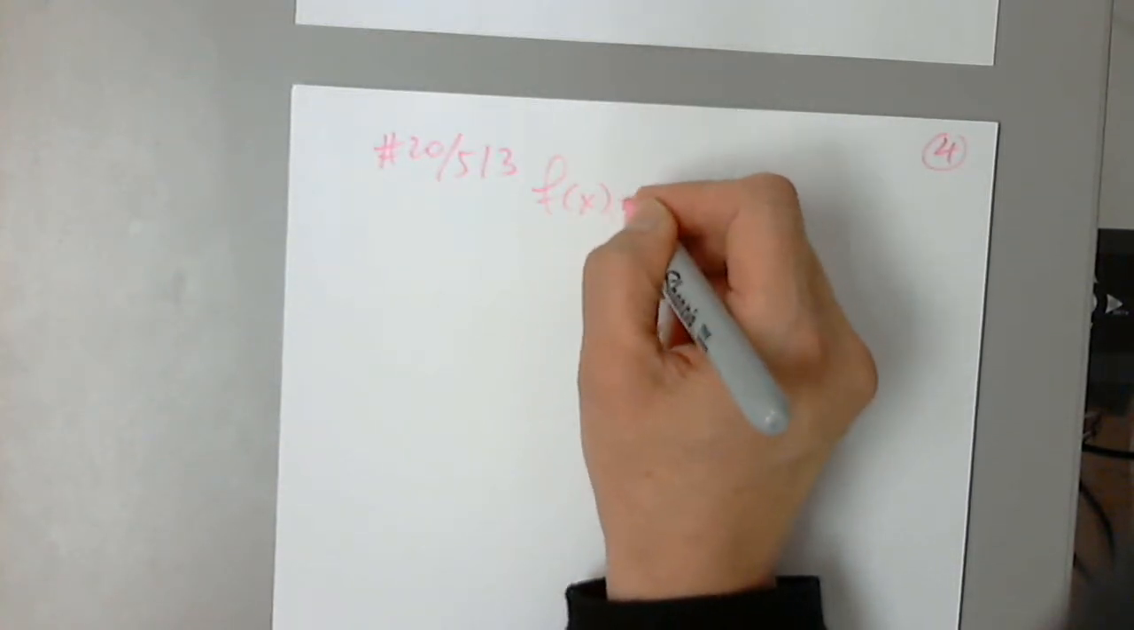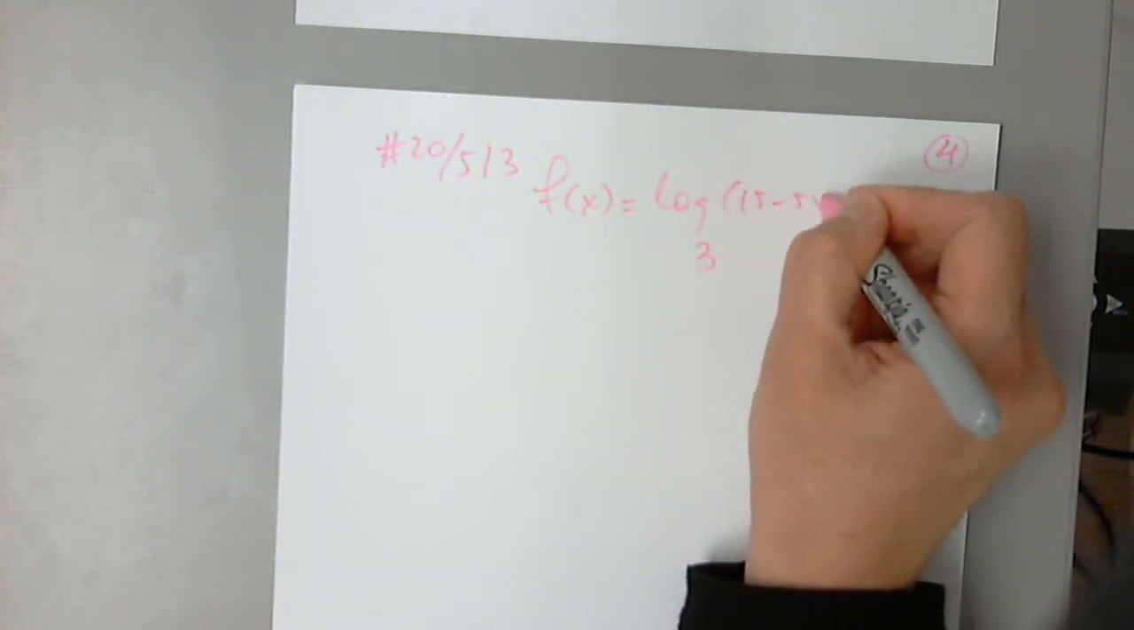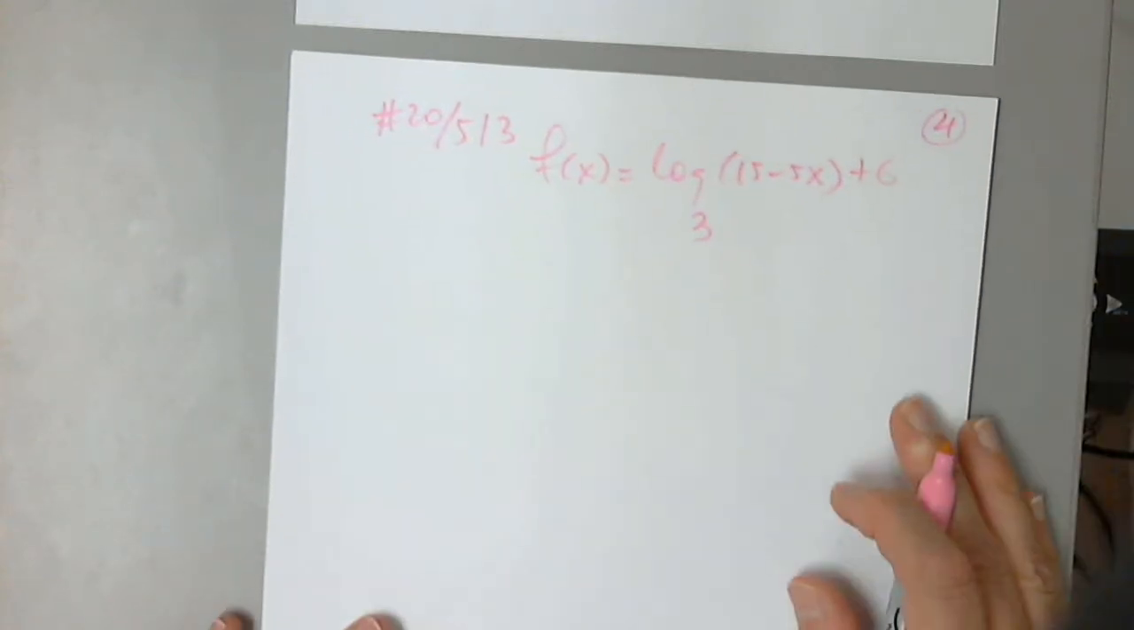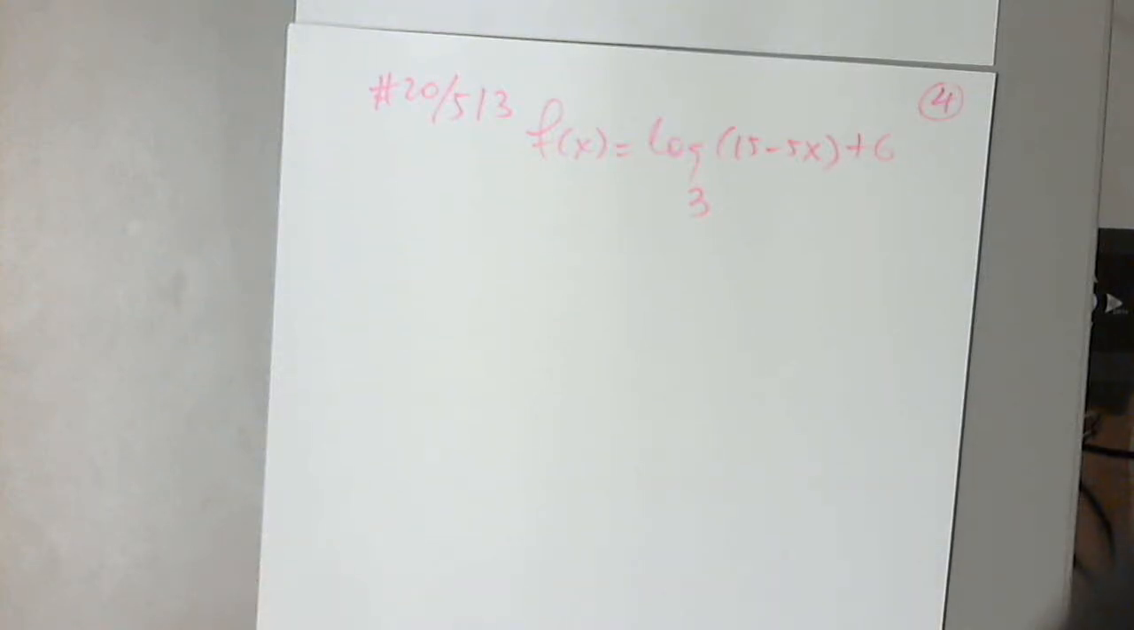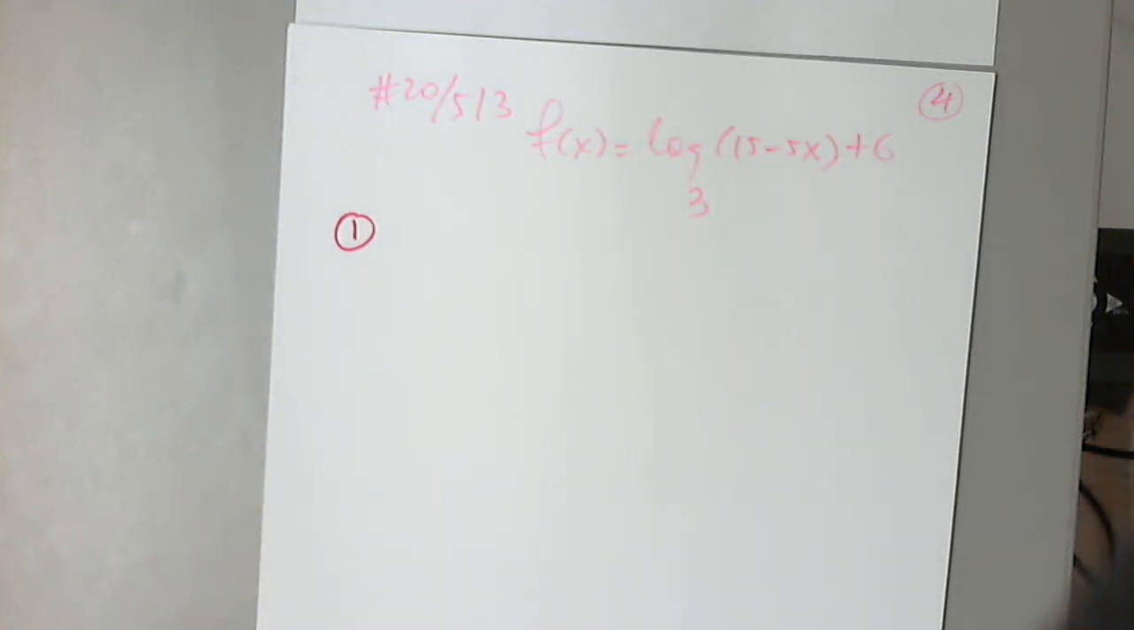f of x equals log base 3 of 15 minus 5x, plus 6. First domain, and then range, and then the end behavior. So I need to find the domain. What do I write to find the domain of a log function? Any log in any base, it doesn't matter.